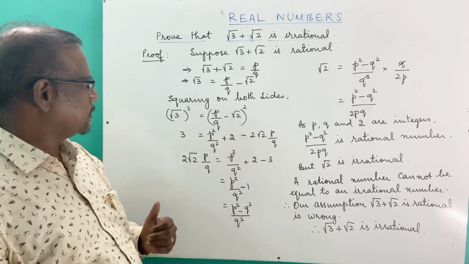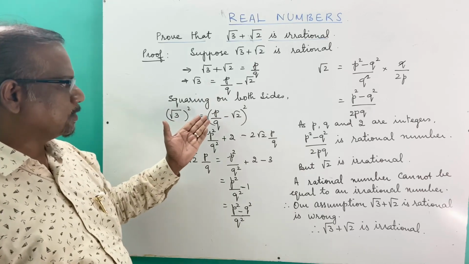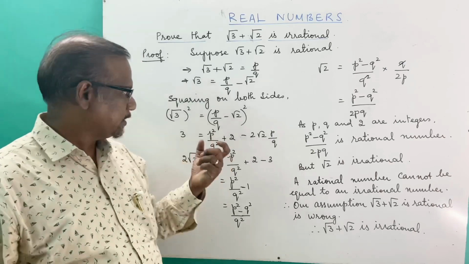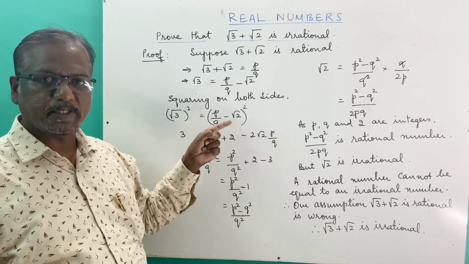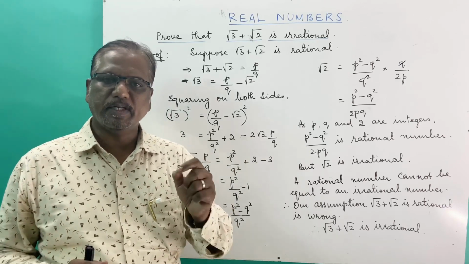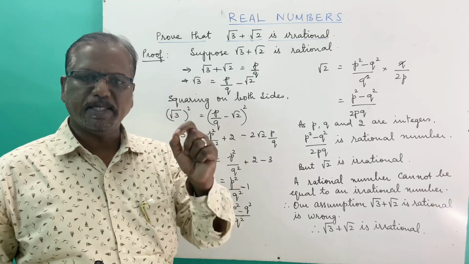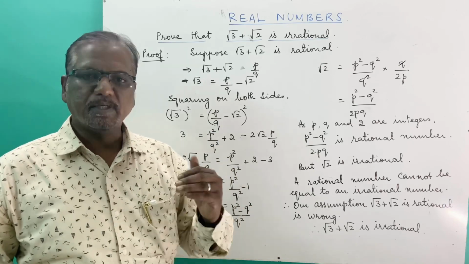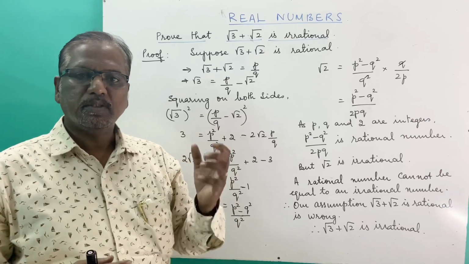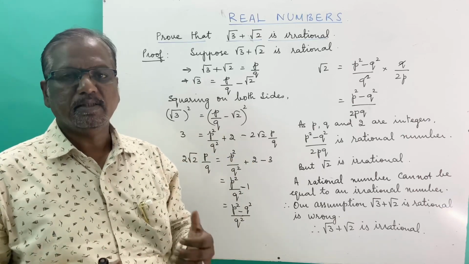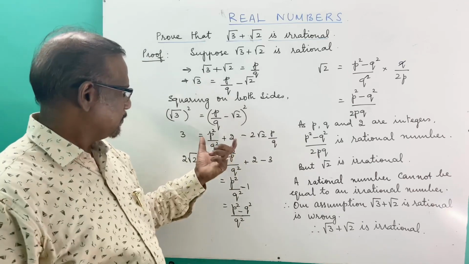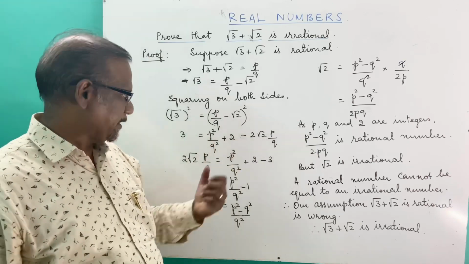Squaring on both sides. Root 3 whole square is equal to p by q minus root 2 whole square. But just notice that it is in the form of a minus b whole square, and therefore all the three terms without fail have to be written, that is a square minus 2ab plus b square, because sometimes there is a tendency without looking into a minus b whole square, sometimes the children write it as a square minus b square. So let us be a little careful in this step.